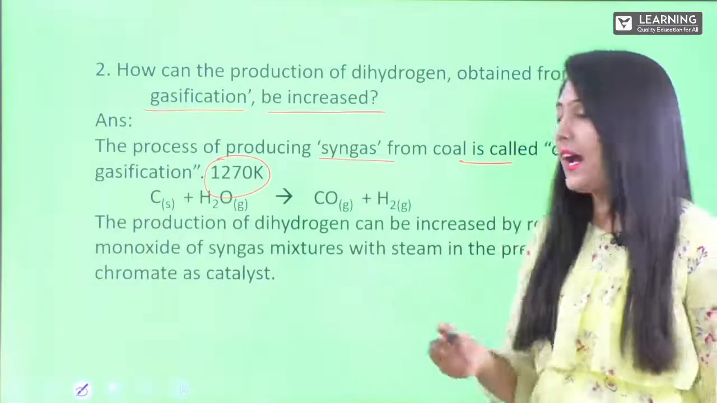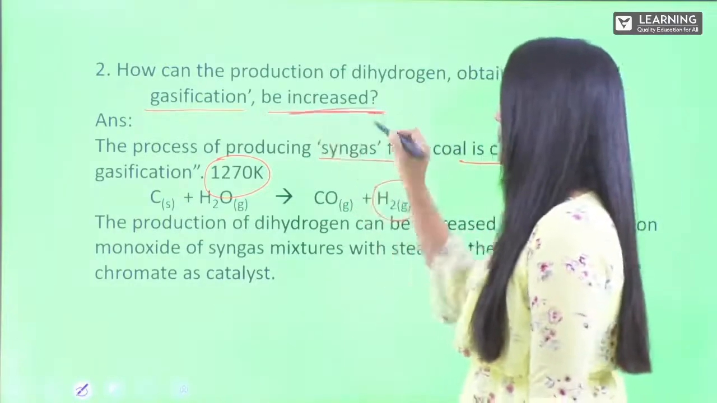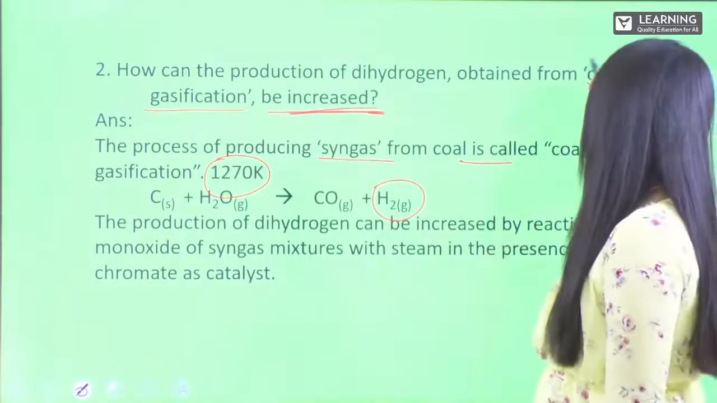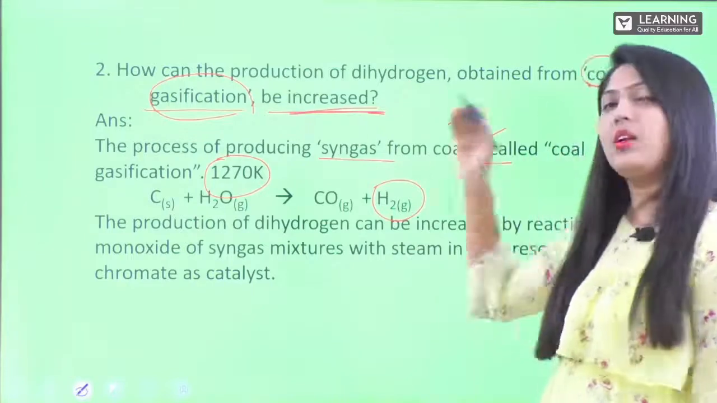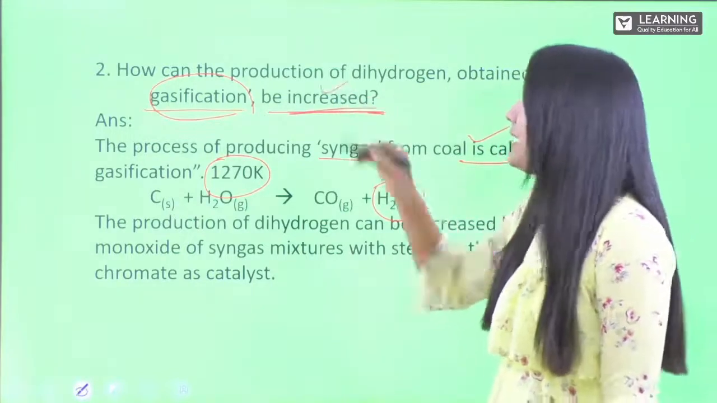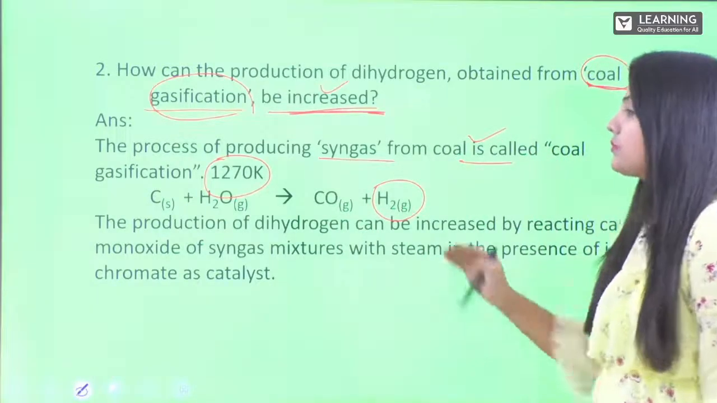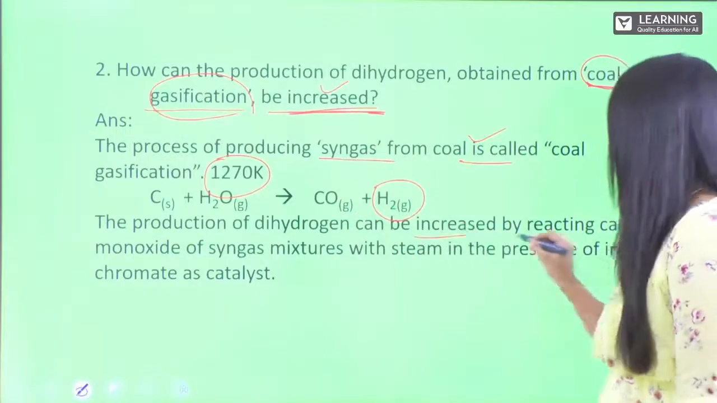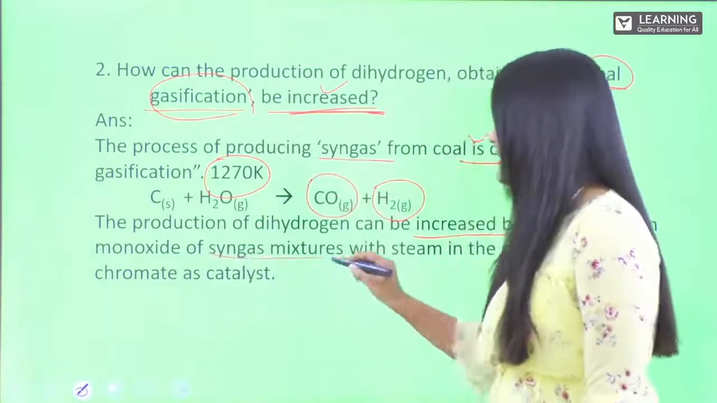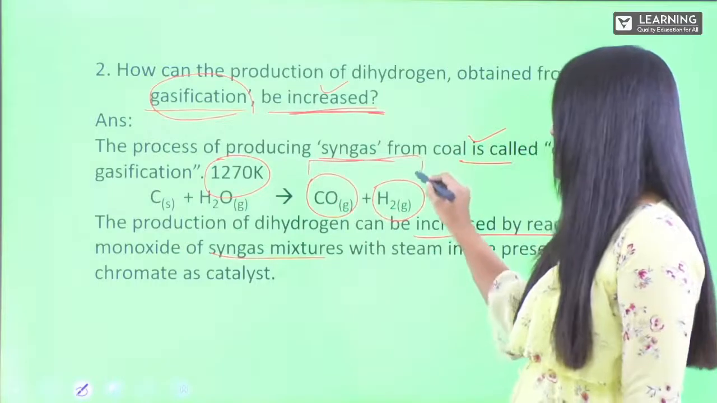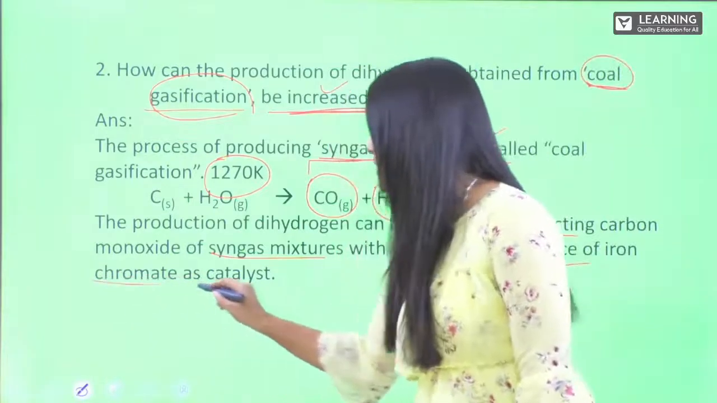The production of dihydrogen can be increased. How it can be increased is the question, right? First, the question is what coal gas means. We need to understand what coal gasification is and how it is being increased. That is what the second part of the question is asking. So the production of dihydrogen can be increased by reacting carbon monoxide of the syngas mixture. This is called syngas, right? So this mixture with steam in presence of iron chromate as a catalyst.